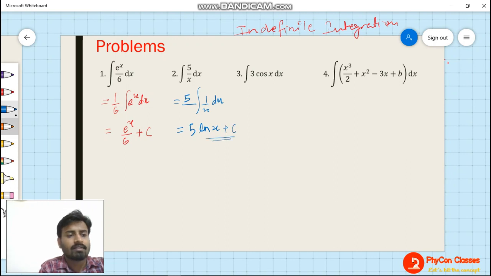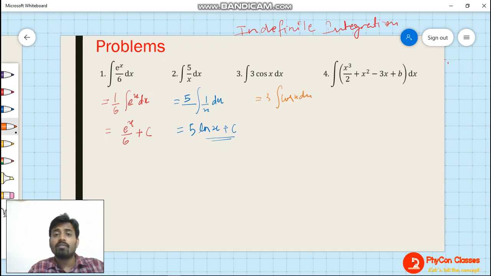Clear? It's very simple. Again 3 you can take out as constant and then integration of cos x dx. Tell me, for sin x, what was the differentiation? Cos x. So for cos x, what should be the integration? Sin x. So it is going to be 3 sin x plus 6. Clear?